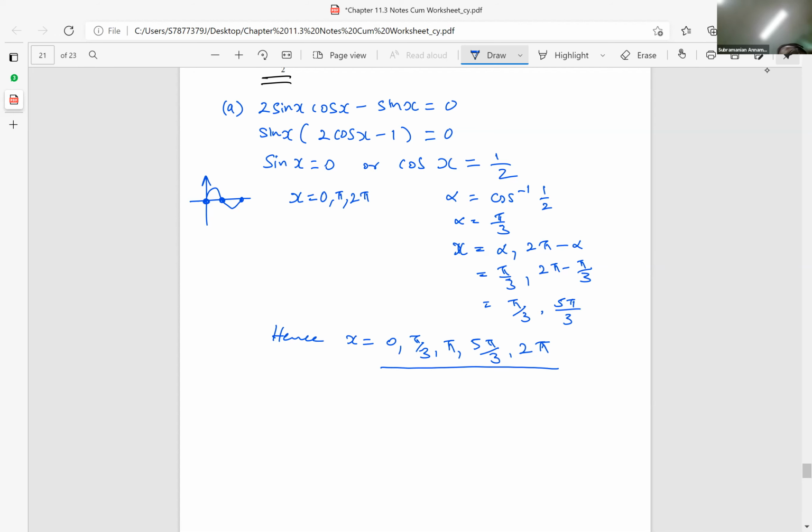So if you notice, you always take out the common factor, then you do the zero product rule, assuming that the right hand side is always equated to 0.